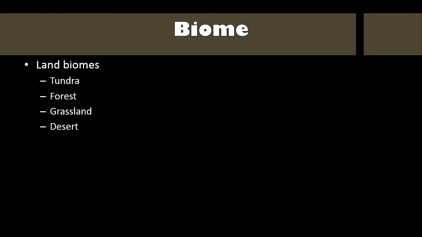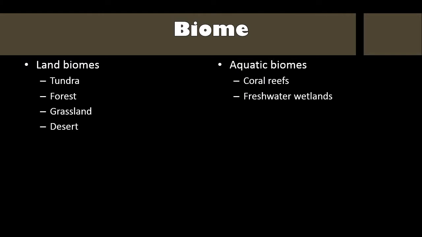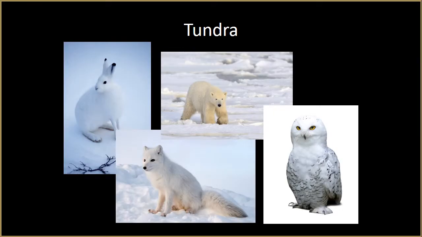Some familiar land biomes include tundra, forest, grassland, and desert. Some familiar aquatic biomes include coral reefs and freshwater wetlands. In the frigid tundra biome, there are no trees, no shrubs, and very few plants. It is home to specific animals like the Arctic hare, polar bear, Arctic fox, and the snowy owl.